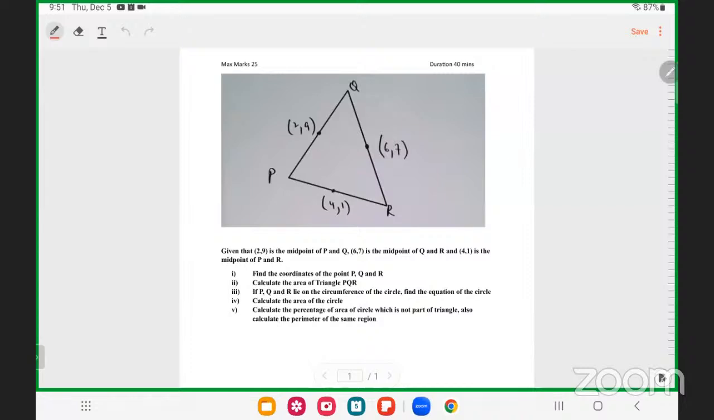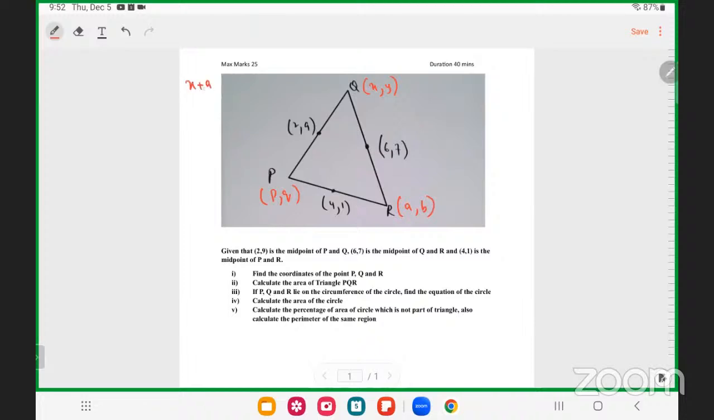The best way to do it is I substitute different alphabets for different points. Let's say this is (X, Y). Let's say this is (A, B). And let's say this is (P, Q). So I have used different alphabets for different points. Now I will use the formula for midpoint for each individual point.